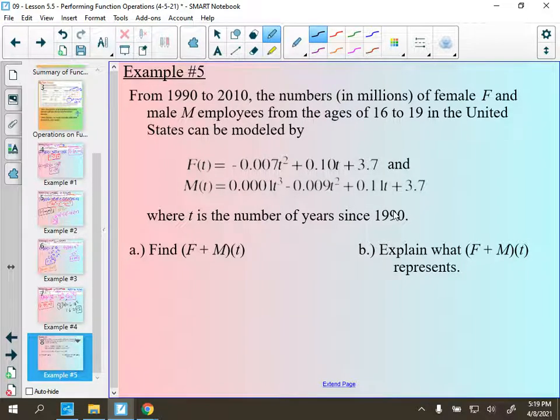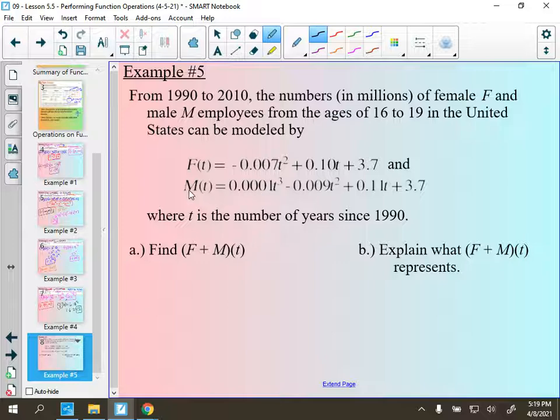So for example, if I were to plug in a 5 for t and do all this stuff, square it times this, what would that result be? That would be the total number in millions of female employees ages 16 to 19 in the US. In what year? We said a 5 we were plugging in. 5 years from 1990 would be 1995. I just kind of randomly picked 5, but that's the example of what you would be plugging in there.